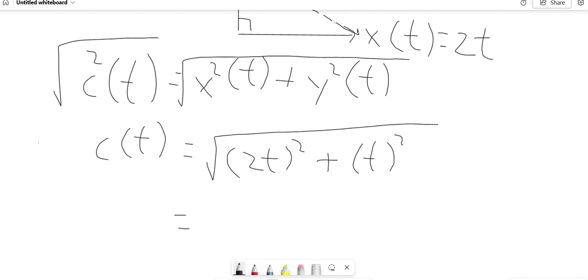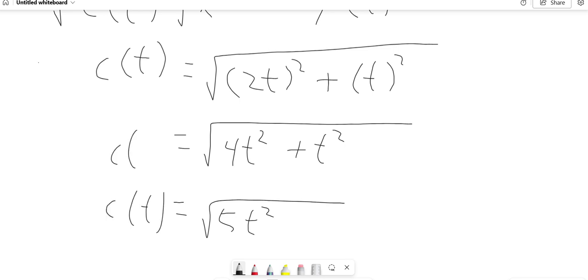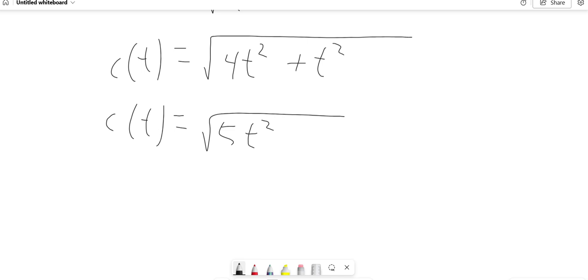So we'll start to simplify. Square root of 4t squared plus t squared, combining those like terms, equals root 5t squared. Now we can simplify this further, recognize that the square root of t squared is merely t. So c of t equals t times root 5.